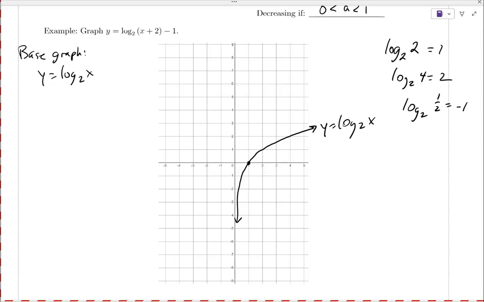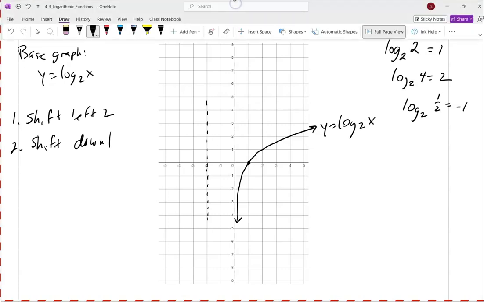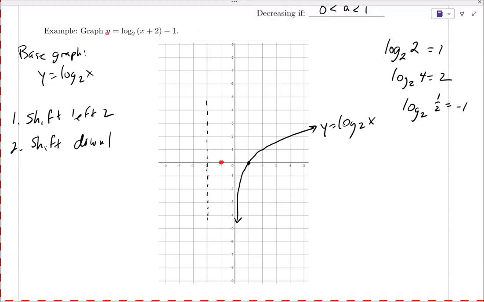All right. Past that, what transformations do you see? Yeah, shift left 2 and down 1. Good. The shift left 2, does that move your vertical asymptote? Yeah, sure does, doesn't it? Shifting left moves the vertical one. Okay. So we're going to get a vertical asymptote here at -2. We'll get that vertical asymptote at -2. The x-intercept at 1 will move to -1, and we'll get a graph that looks like so.